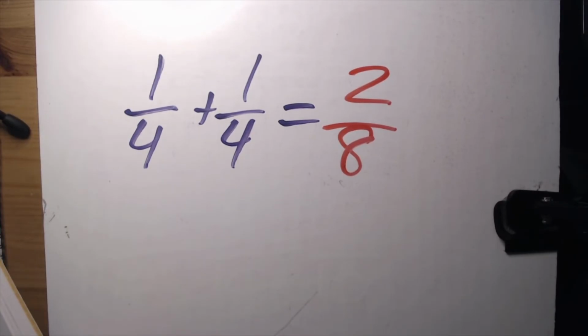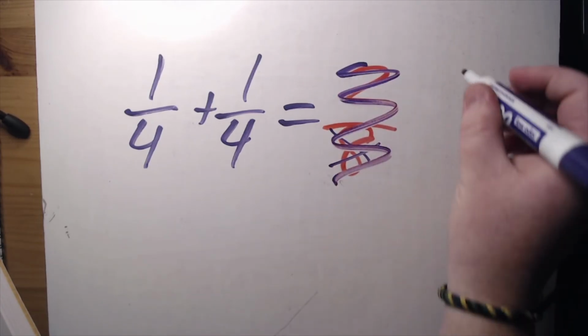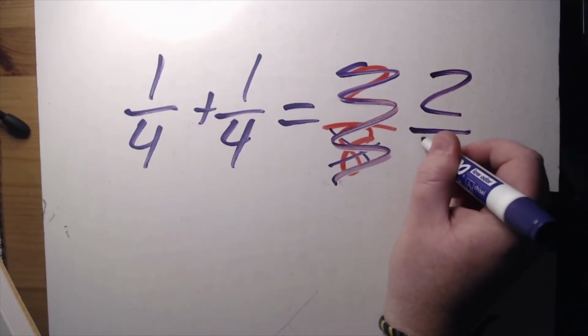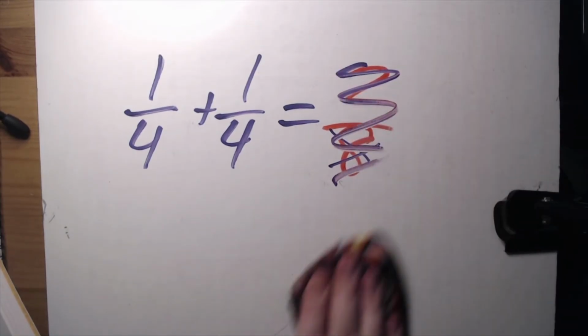If you said that I added the denominators and I'm never, ever, ever supposed to do that, you are correct. Never, ever do that. So let's just get rid of that whole thing. Your answer is going to be 2/4, not 2/8, 2/4. Okay. Moving on.